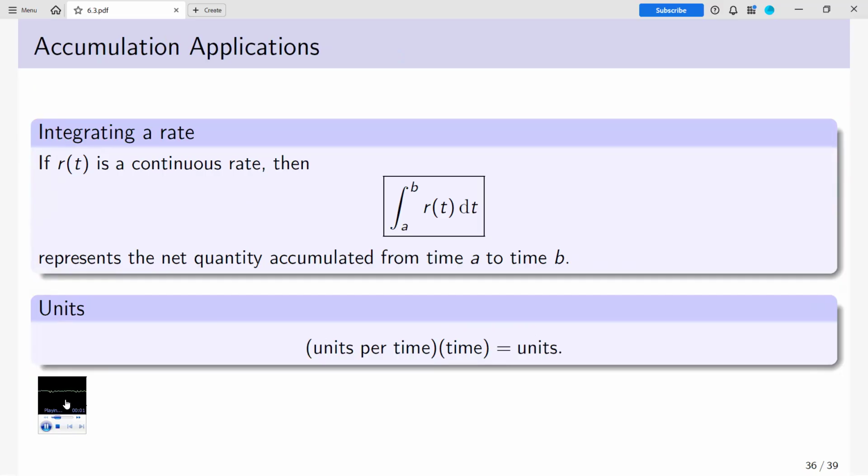Integrating a rate over time recovers an accumulated quantity. The units confirm the interpretation because time cancels.